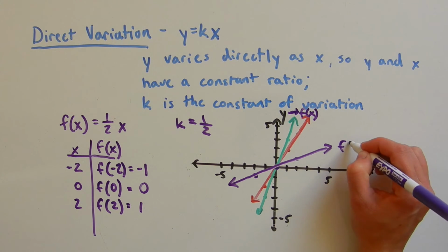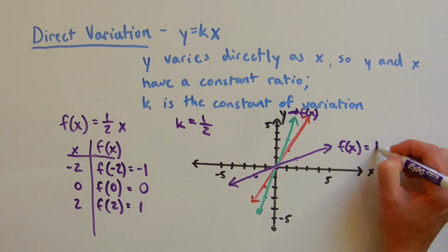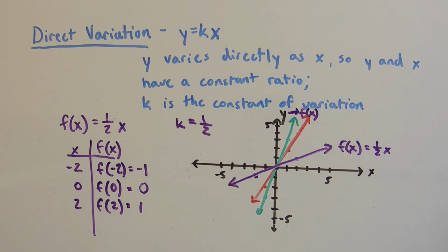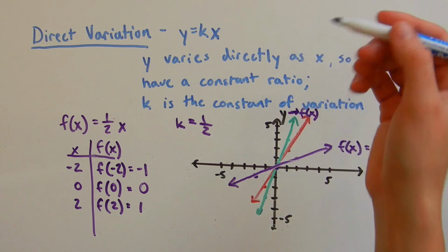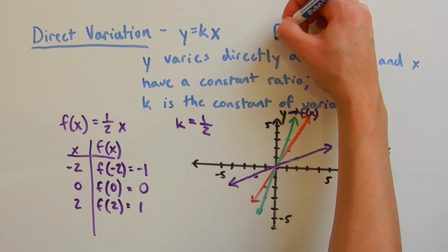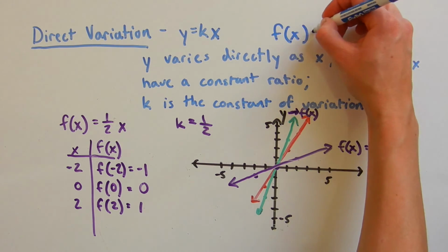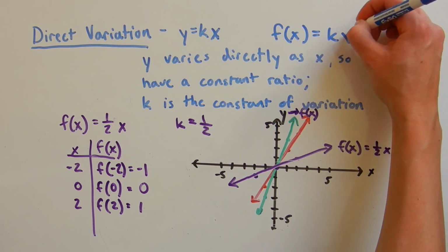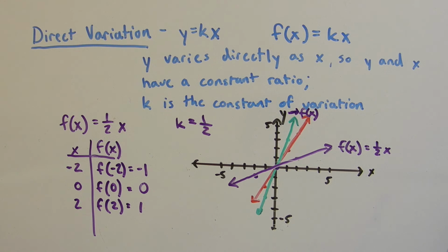And this line represents the function of x, which is equal to 1/2 times x. And again, you can see that this will also pass the vertical line test. So it is indeed a function. So direct variation cannot just be written as y equals kx. It can also be written as the function of x equals k times x. X being our independent variable, as x changes, f of x, or y, is going to change.